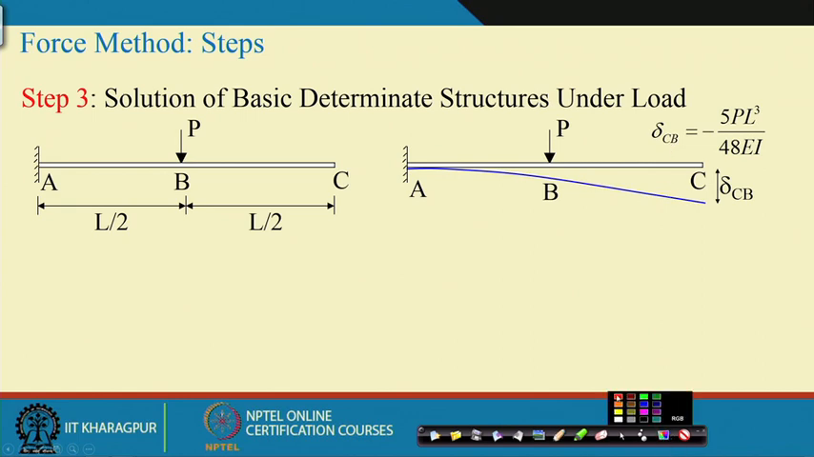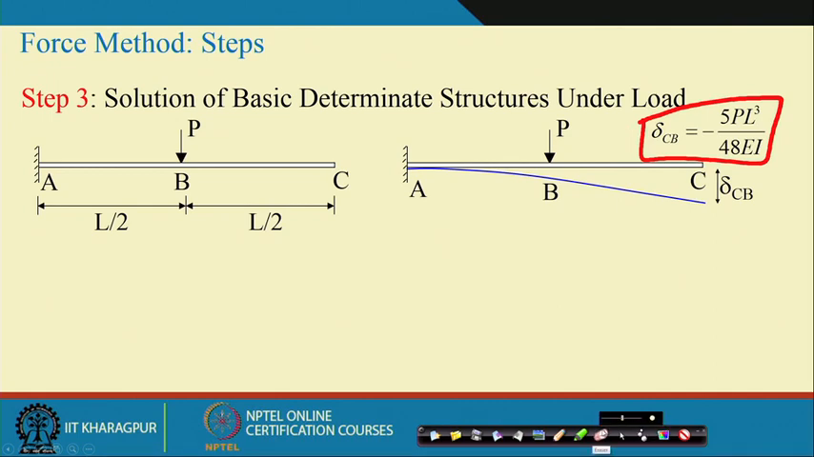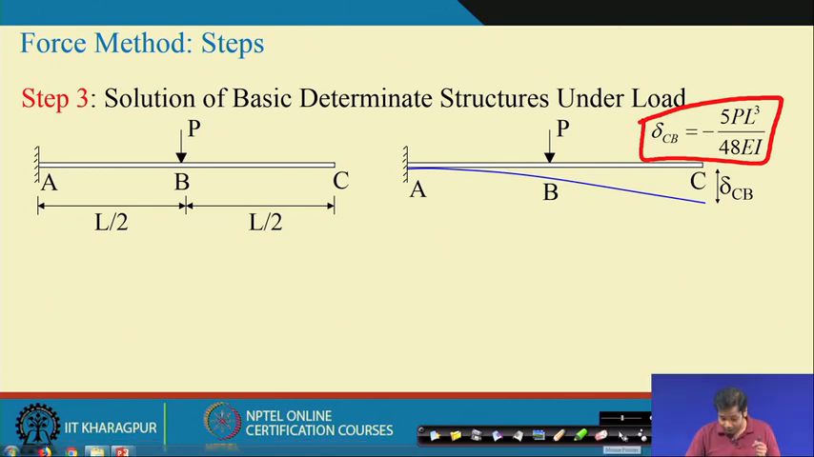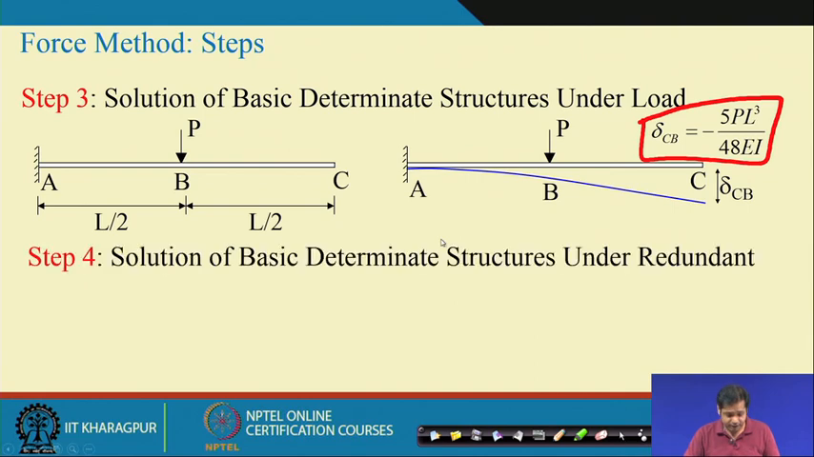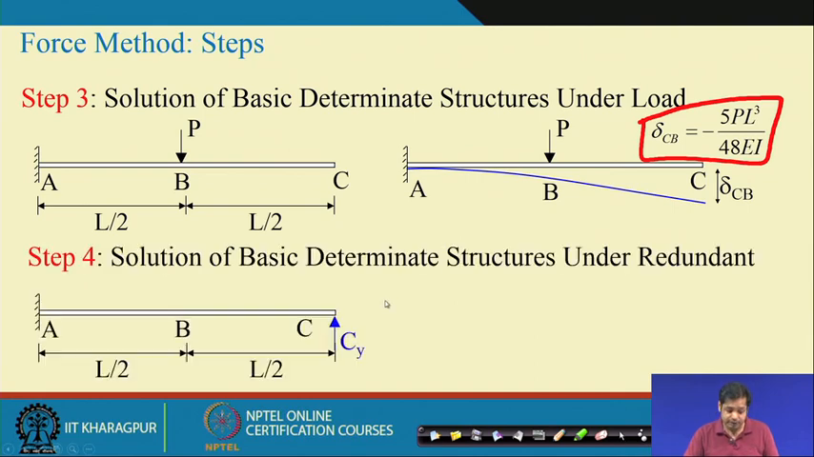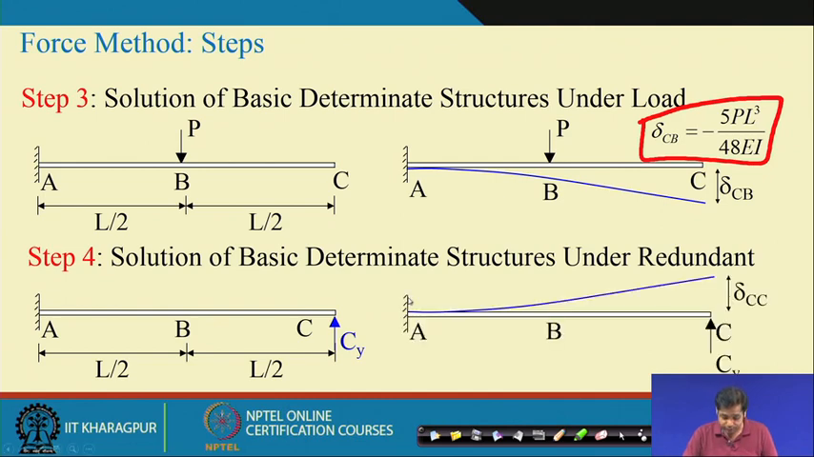So, that we know how to determine. We have learned it in structural analysis 1, right. Now, another basic indeterminate structure is the second one, which is a cantilever beam subjected to the redundant force, and your deflected shape will be like this, and the deflection at point C will be this.